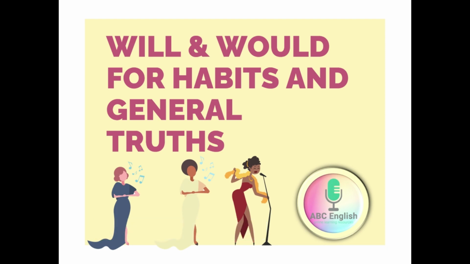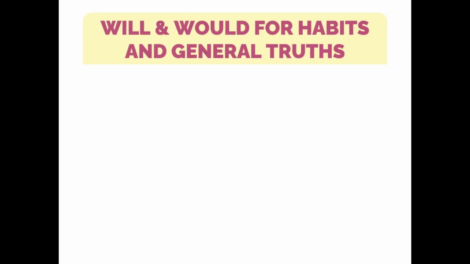Now, we are going to start off with the second topic from unit number 6, will and would for habits and general truths. Before going through will and would, let's talk about stative verbs.